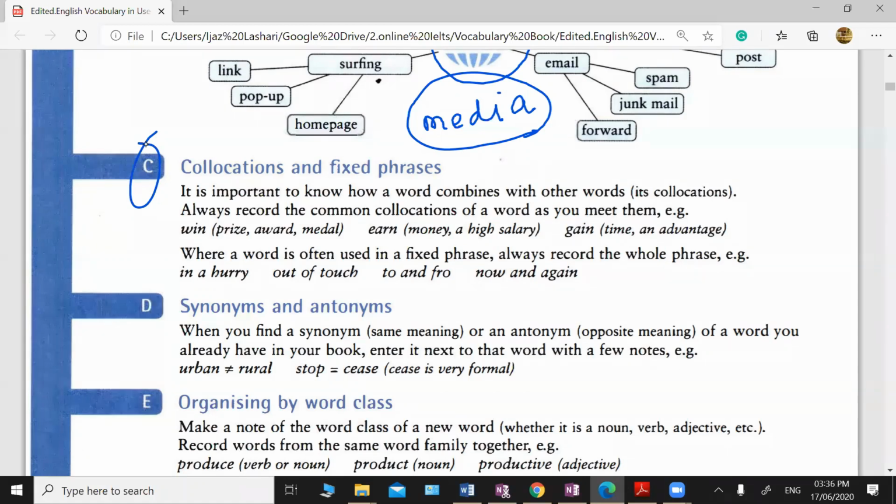Okay, the next word is earn. You earn respect. You earn an honor. You earn money. You earn a high salary. Okay, you earn a good reputation. Earn a reward. Okay, okay.